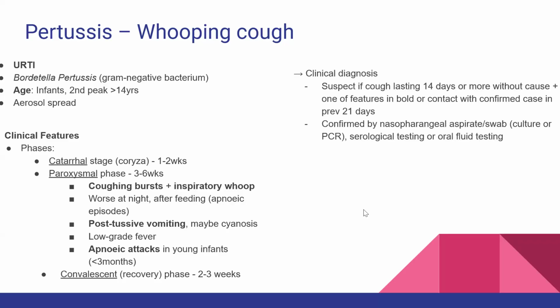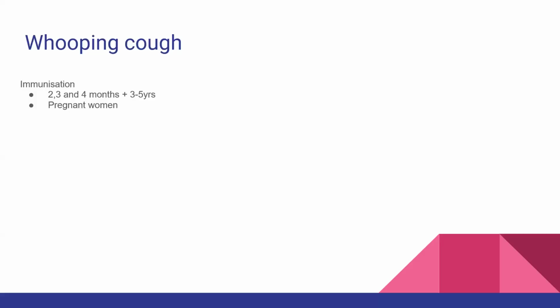It's a clinical diagnosis, and you suspect it if they've had a longer lasting cough and some of these really characteristic features, and then ask if they've been in contact with anyone confirmed to have whooping cough in the previous 21 days. Then you confirm it by a swab or aspirate and/or oral fluid testing or serological testing, because it is a notifiable disease.